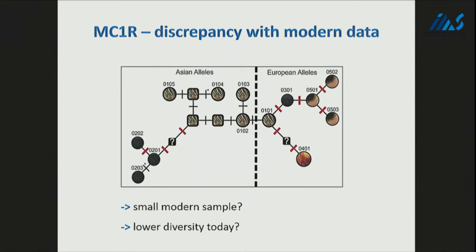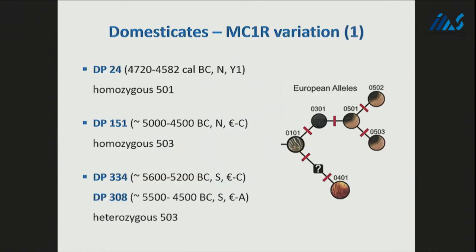Well, the easiest explanation for this discrepancy with the modern data is that Fang et al. used a very small sample to determine the alleles. They had something like 15 wild boar specimens. So if we investigate more animals, we might also see so-called Asian alleles in European populations or vice versa. That's a more likely explanation, but the more exciting explanation would be that maybe 7,000 years ago in Northern Europe wild boar populations had a larger diversity than today. So this needs further investigation.